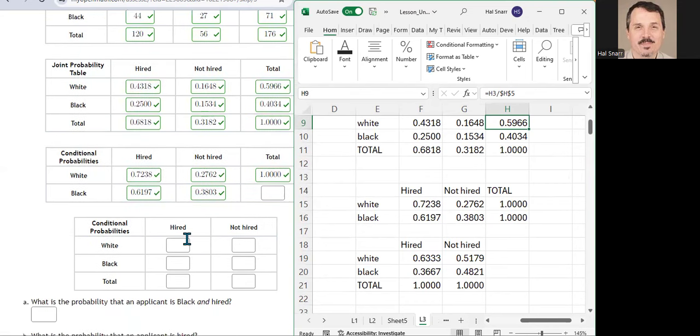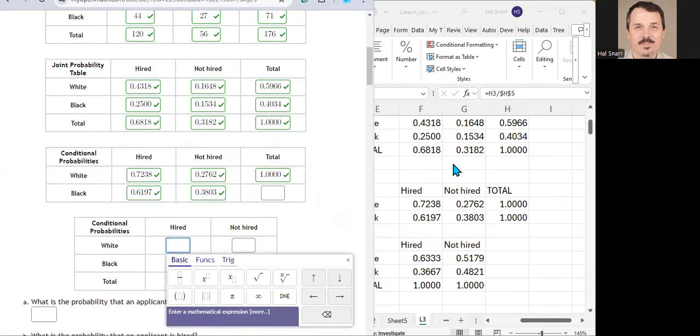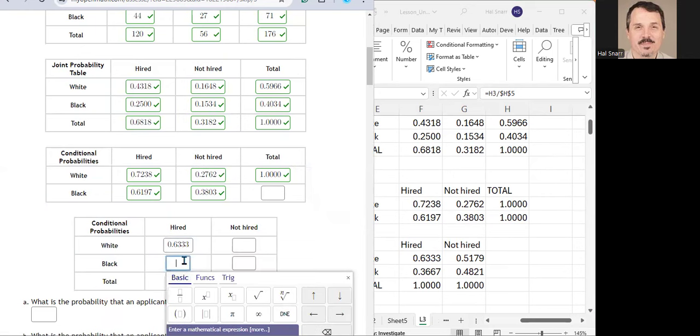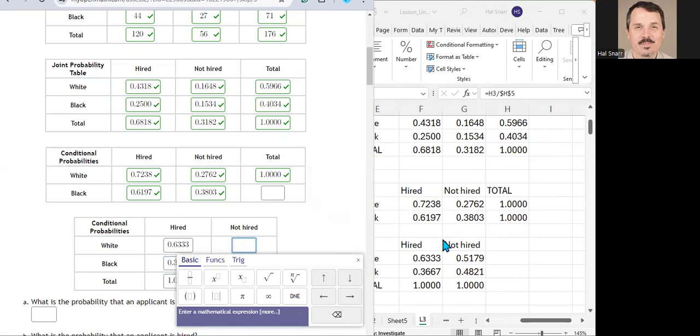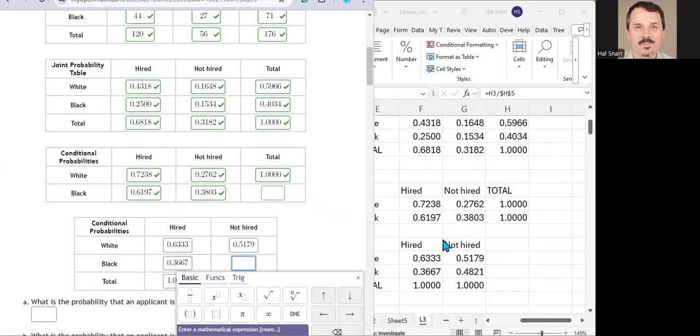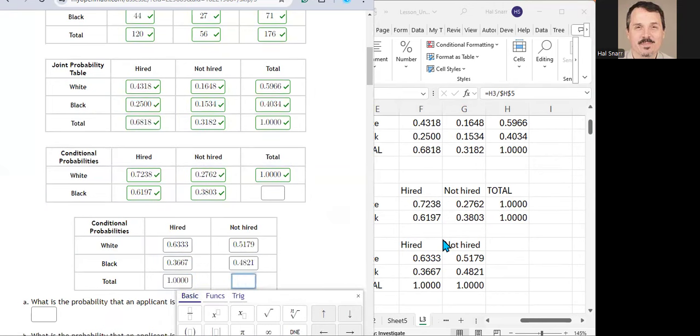All right, so we got our last two frequency distributions, 0.633 and 0.3667, and that totals to 1. Then we got the not hired probabilities, 0.5179 and 0.4821. And then those two add up to 1, right?